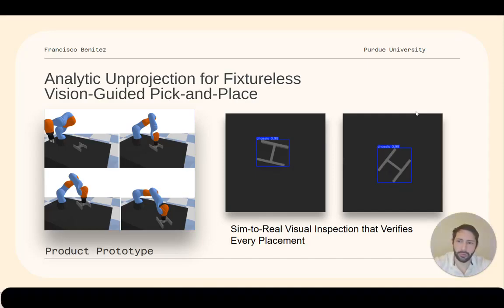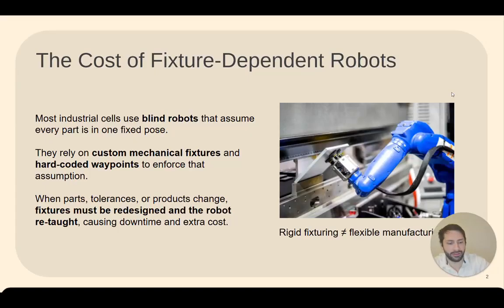I am developing a product prototype for analytic on projection for fixtureless vision-guided pick-and-place. So this product prototype is very important in the manufacturing field. So what do we have?